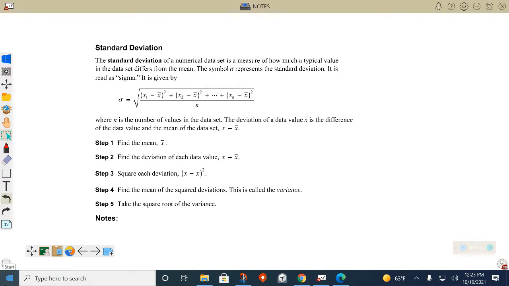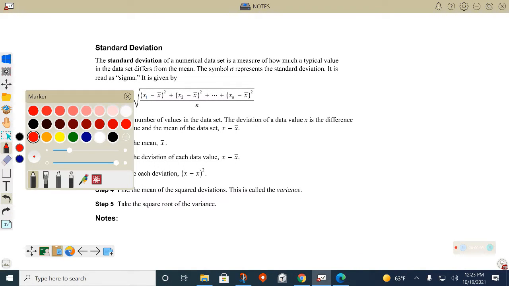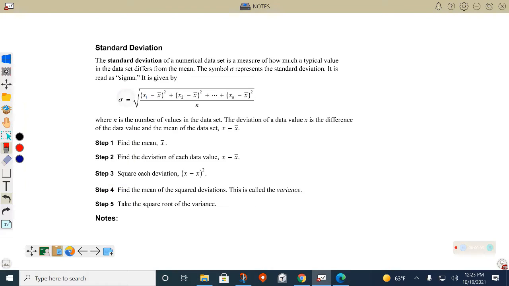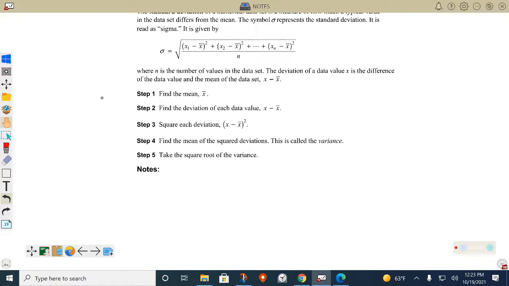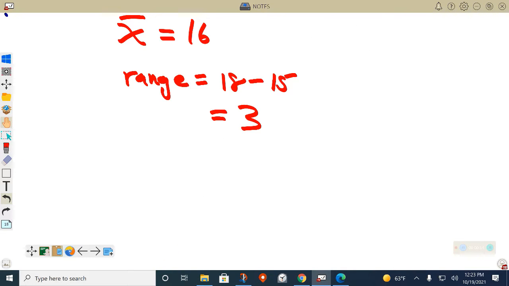So example 2, because again, like I said, yesterday was example 1 on the video notes on standard deviation. Example 2 is we're going to use the same data from the warm-up.